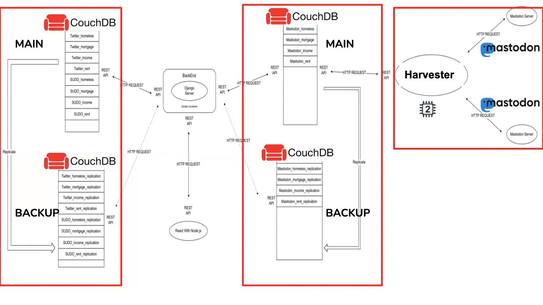Mastodon is a less popular choice than Twitter, so we select 2 servers to get enough data for our project. Then we assign this harvester instance 2 CPUs and run an MPI script to retrieve data from the 2 servers simultaneously and push them into the right database. And all of this is deployed by Ansible.